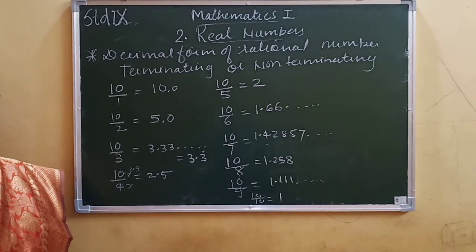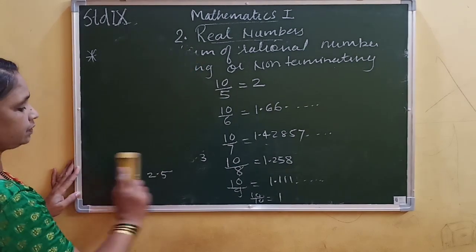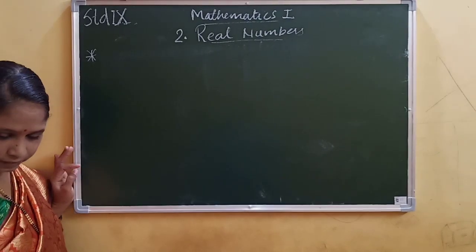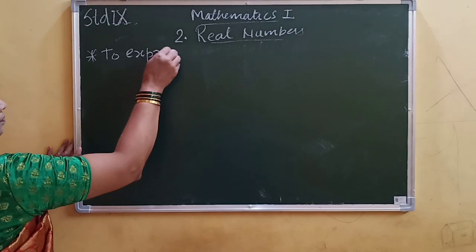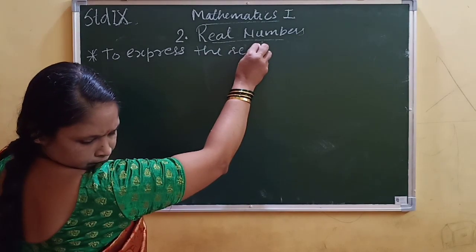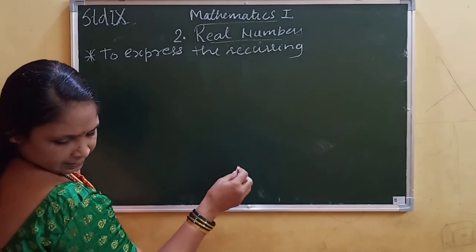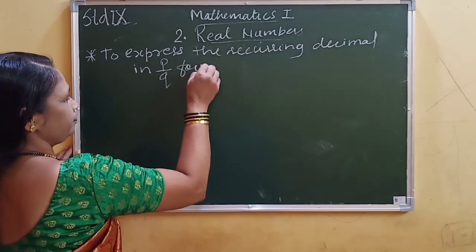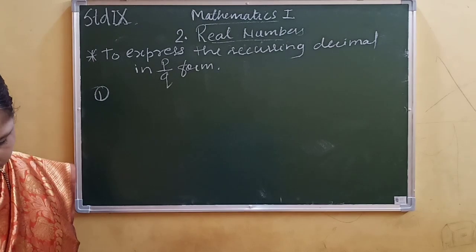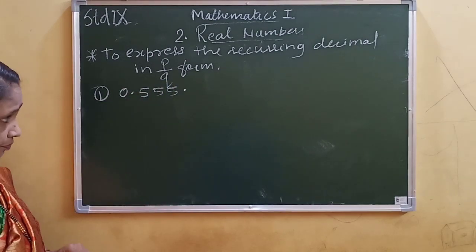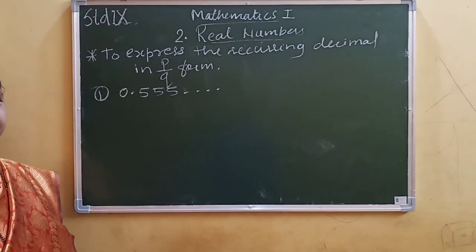Now we have to learn the next part, that is to express the recurring decimal in P upon Q form. Suppose one example we have considered, that is 0.555, recurring. We have to convert this into P upon Q form.